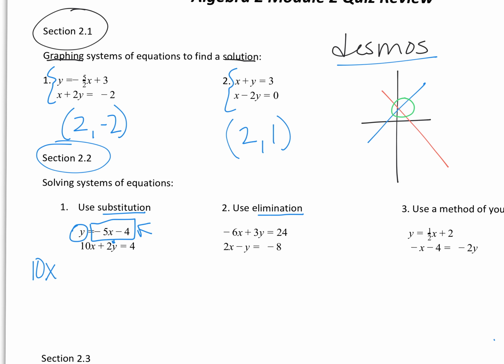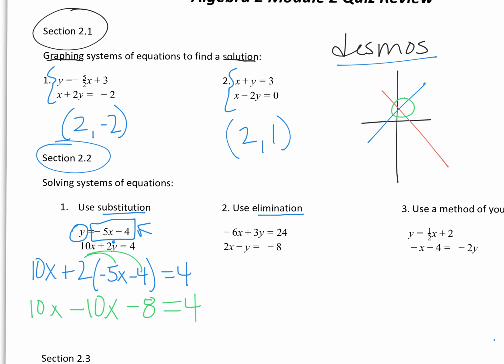So I'm going to write 10x plus 2, and instead of writing y, I'm going to write that whole thing, because it's being multiplied by the 2, equals 4. Now, I'm going to distribute, and I end up getting 10x. And then I end up getting minus 10x, because 2 times a -5x is -10x. And then I end up getting minus 8. And then I bring my 4 down, because 2 times a -4 is -8.